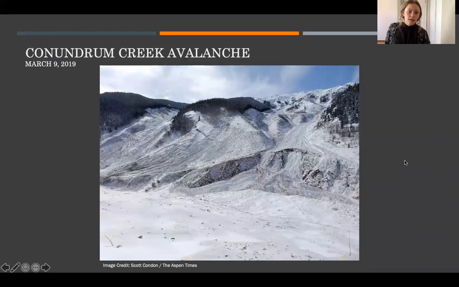So this is an image of the Conundrum Creek avalanche just after it happened. It's pretty impressive. You can see where the avalanche ran down the track and then transitioned to the deposition zone, which is all of here. And right at this transition is where Conundrum Creek flows. So the avalanche completely buried Conundrum Creek. And then all of this speckled snow is debris of trees and rocks and soil that had been carried down the avalanche path.